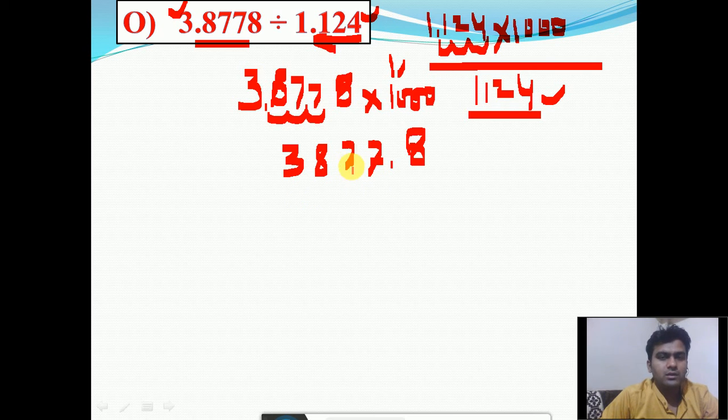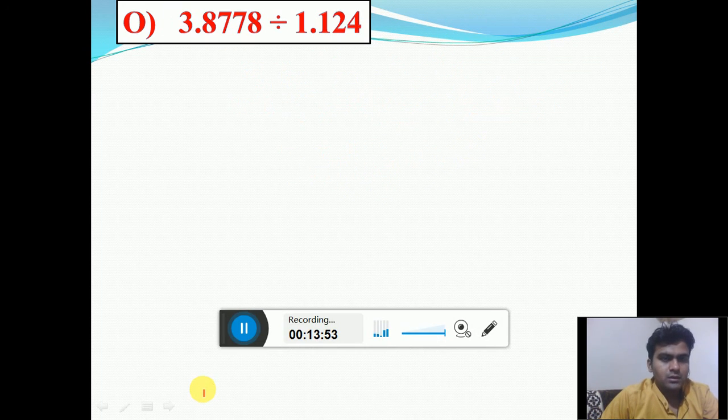Now don't think that in this question the dividend has the decimal point after 4 places so we will multiply it by 1000. No, we will look at the divisor. We will convert the divisor into a whole number. How do we convert? By multiplying it by 1000. After multiplying it by 1000, this number becomes a whole number. So if we multiply the divisor by 1000, the same number we will multiply in the dividend also. So we got 3877.8 in the dividend. See here in the solution.